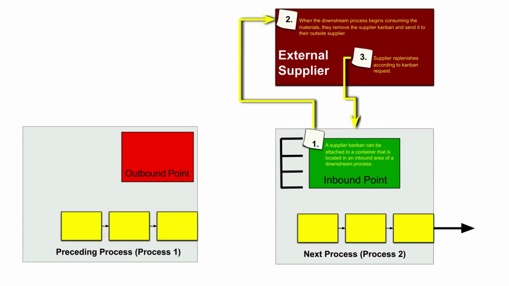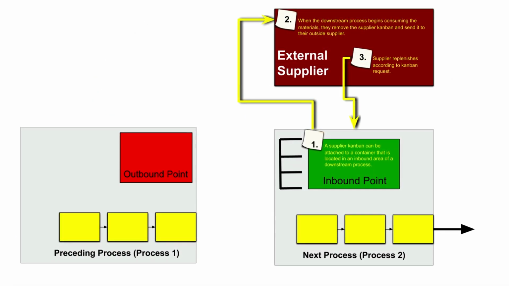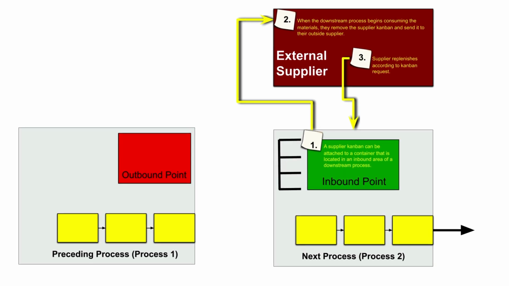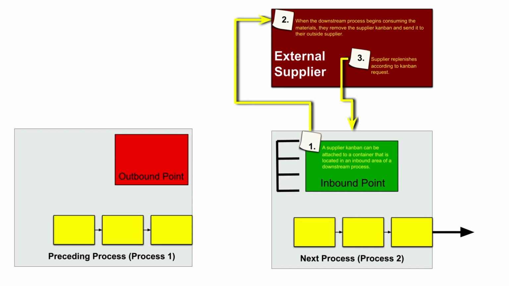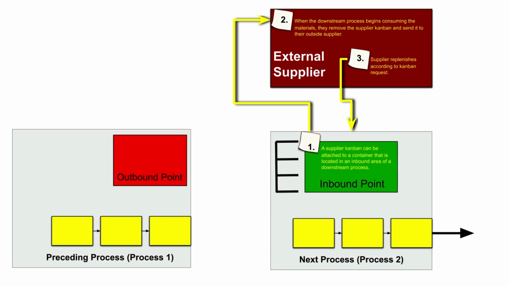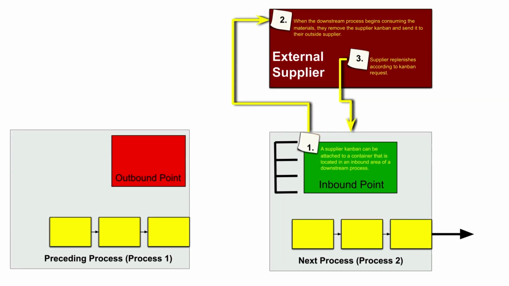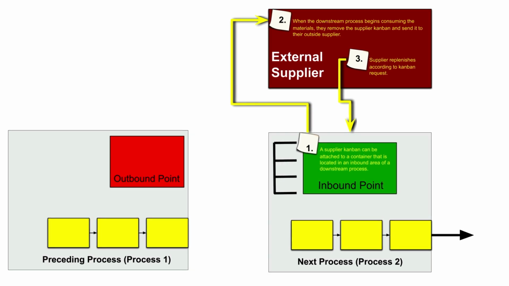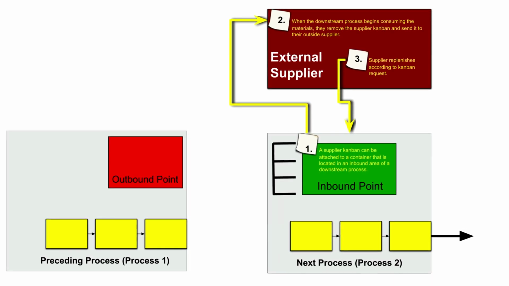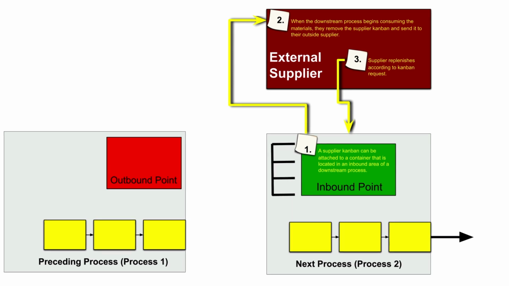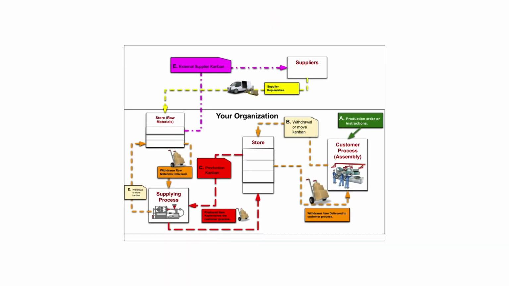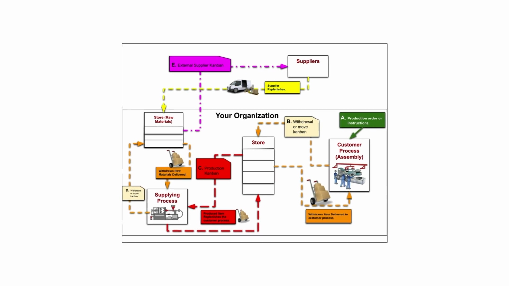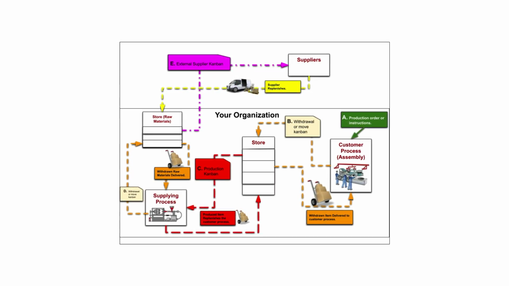Put very simply, a supplier Kanban can be attached to a container that is located in an inbound area of a downstream process. When the downstream process begins consuming the materials, they remove the supplier Kanban and send it to their outside supplier. Here's another example where we have 4 different points in a process, including an external supplier.